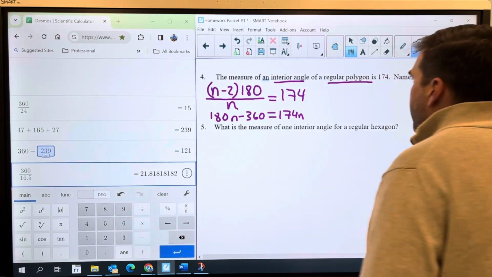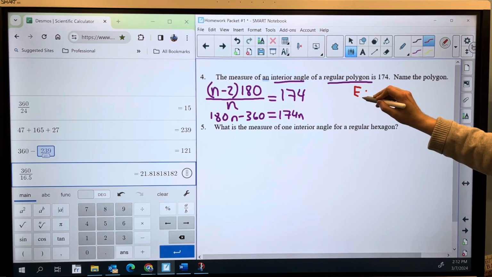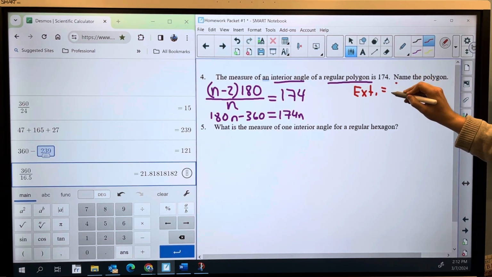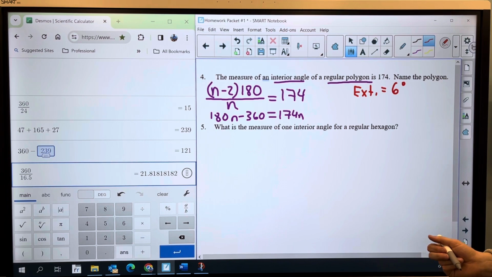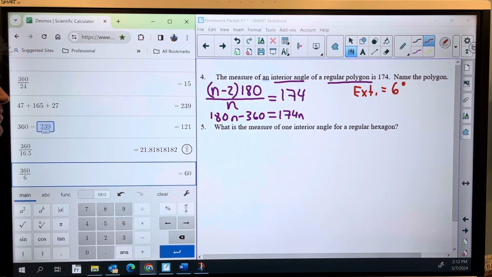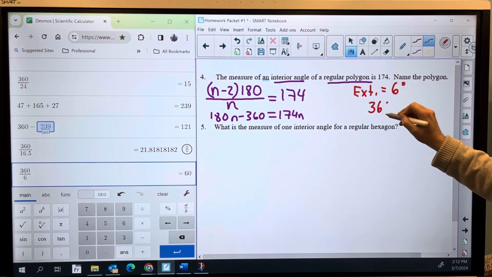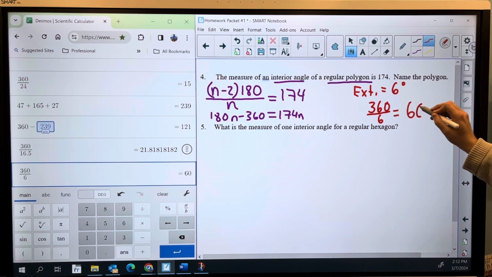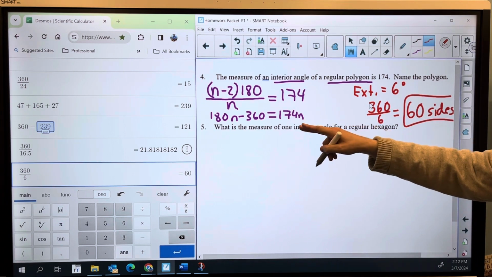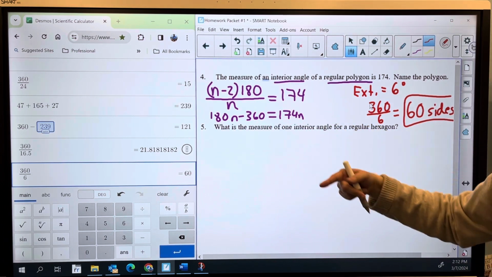However, if you think about this backwards and say, okay, if the interior angle is 174, that means the exterior angle is 6 degrees. It needs to be supplementary. And since we just did on the previous problem, that 6 degrees needs to go into 360 an even number of times. It's going to go in 60 times. And so 360 divided by 6 gives me an answer of 60 sides. If I solve this equation, I'm going to get the same thing, because I'm going to subtract that 174. It gives me 6n, add the 360, and divide by 6.